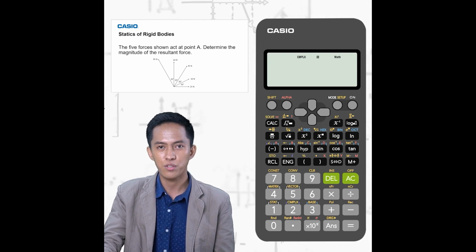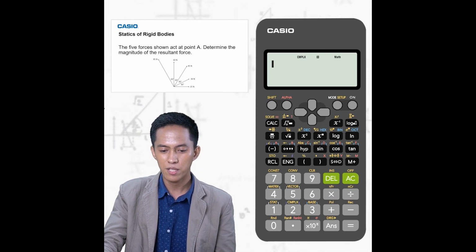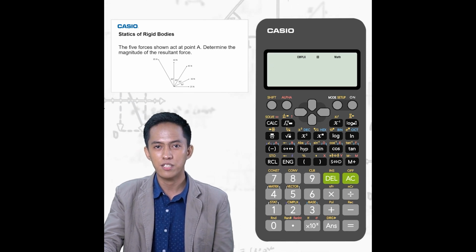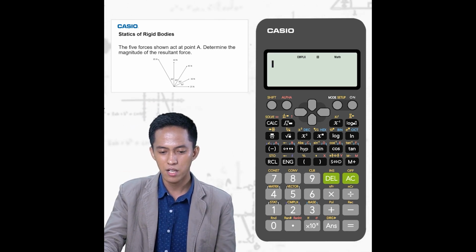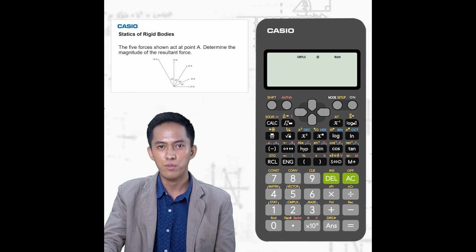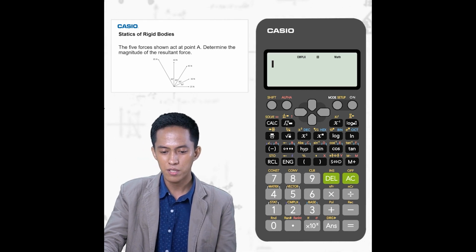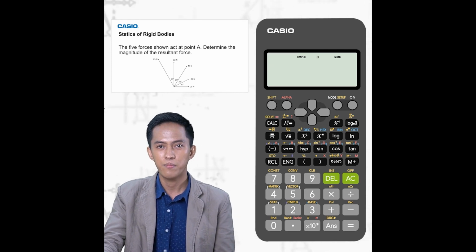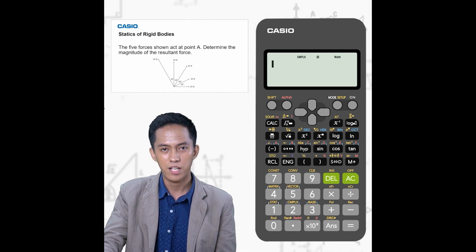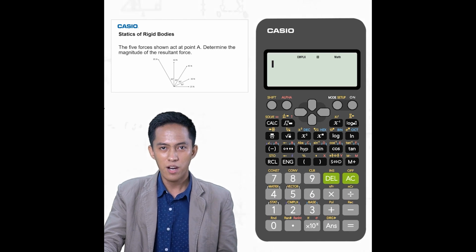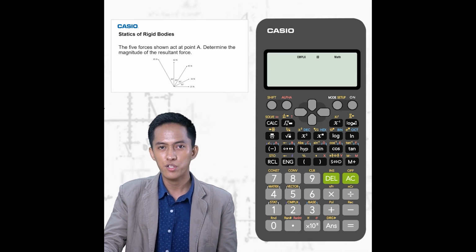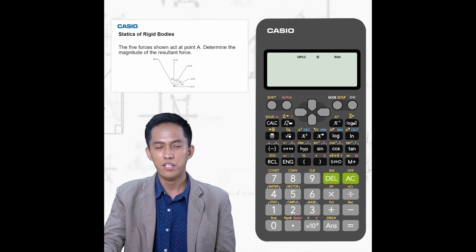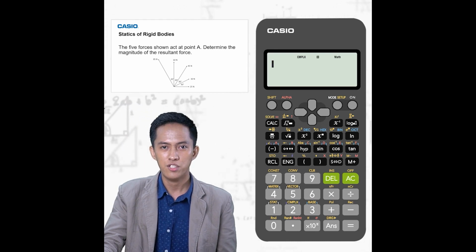have the 60 newtons force which is 30 plus 30 plus 30 or 90 degrees with respect to the positive x-axis, and we have the 85 newtons force which is 30 plus 30 plus 30 plus 30, which is 120 degrees with respect to the positive x-axis. Then, after you press mode 2 complex, make sure that the calculator is in degrees mode. So press shift mode 3, which is degrees.